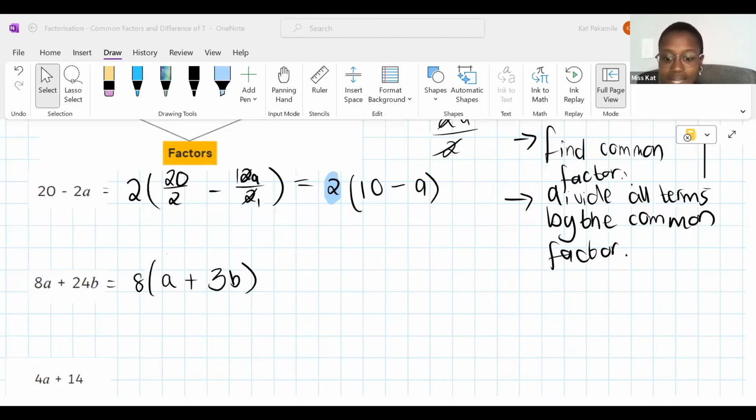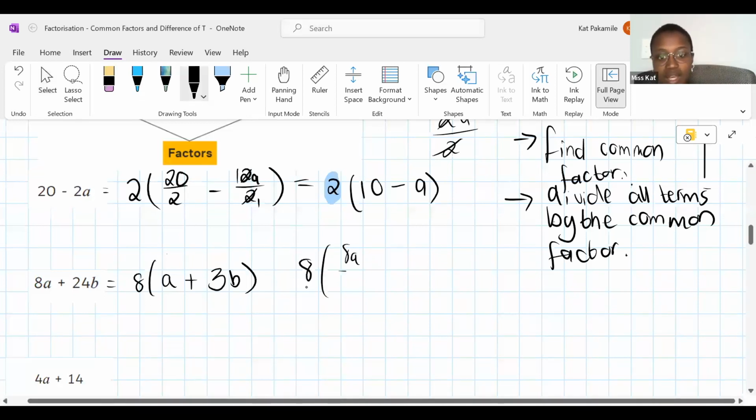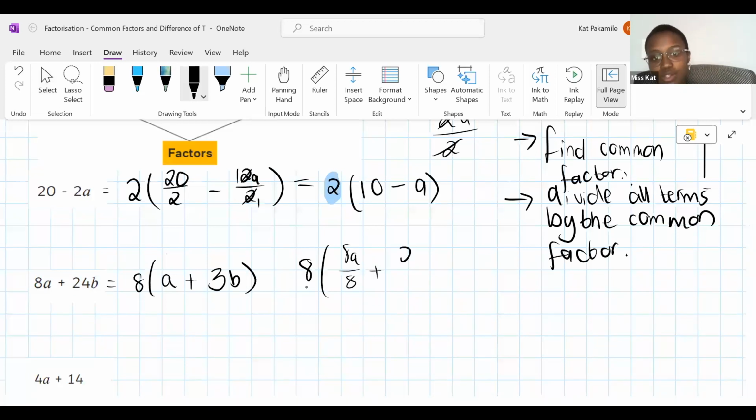Okay, guys, it's that easy. For all of you who are wondering where she got all of that, she factored out 8. And then she said 8a divided by 8 plus 24b divided by 8. Remember, you divide both of them by your factor that you took out. 8 and 8 will cancel out, so it's going to be a left, plus 8 goes into itself once and into 24 3 times, so what's left there is 3b, and that's where we get our answer.